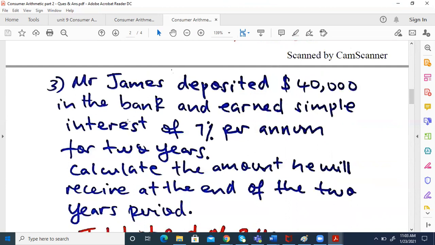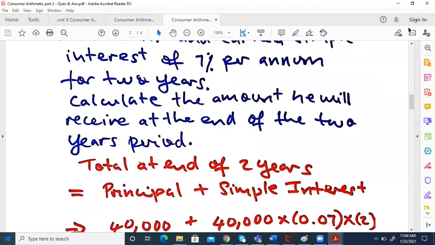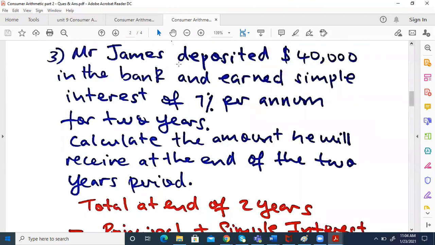Another question. Mr. James deposited 40,000 in the bank and earns simple interest of 7% per annum for 2 years. Calculate the amount you will receive at the end of the 2 year period. So simple interest again, set up your thing. Let us see what it says, because probably it's not that straightforward. Deposit 40,000 in the bank and earn a simple interest of 7% per annum for 2 years. Calculate the amount you will receive at the end of the 2 year period.